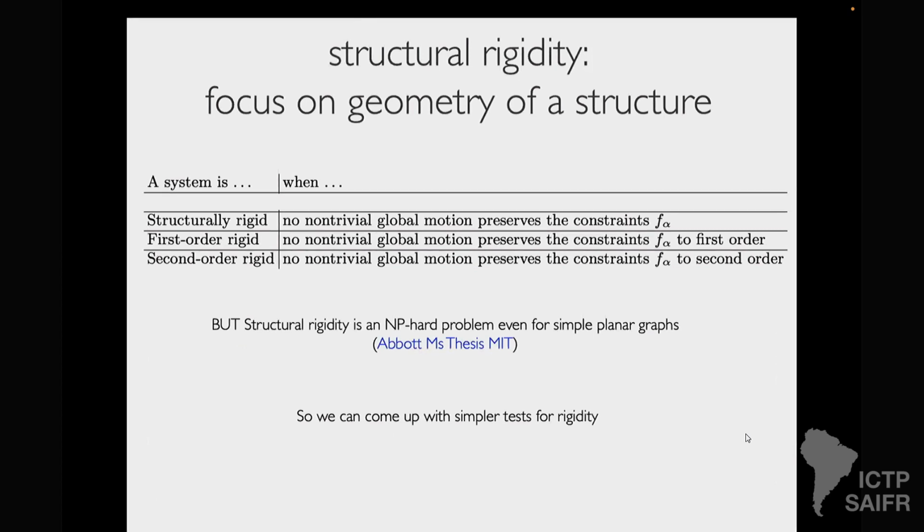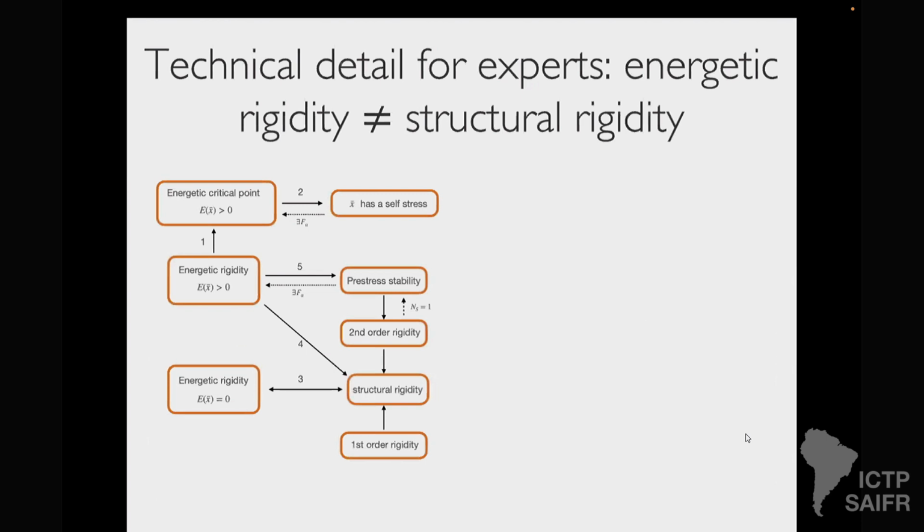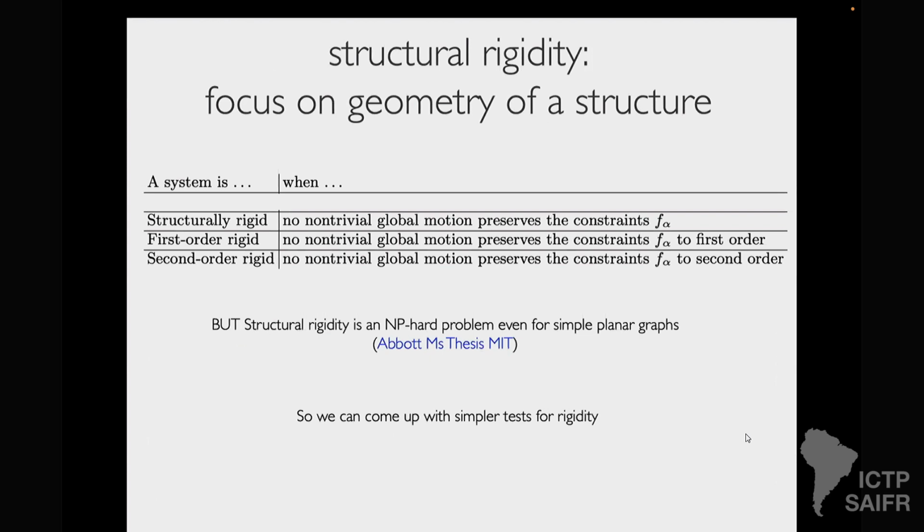Of course, if you can do it to first order, you could also do it to second order. So that's called second order rigidity. I'm not going to get into the details, because we're interested in something called energetic rigidity. I'll talk about it in a second.